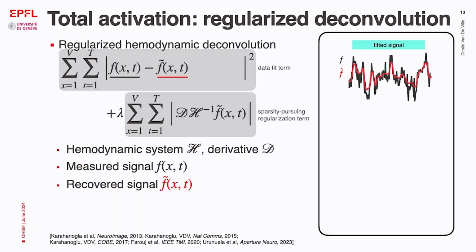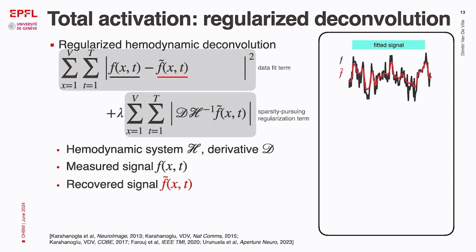Now, as a final method of dynamic functional connectivity, I like to bring up an approach that we proposed a couple of years ago, which we refer to as total activation, and it's essentially a regularized hemodynamic deconvolution approach. So let me try to explain a little bit of the mathematics, because it's important to understand how it could give an insight into the global signal.